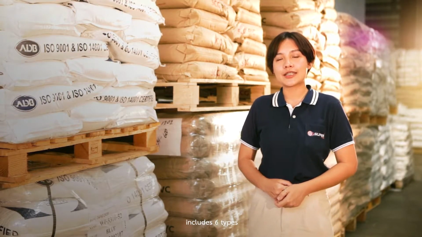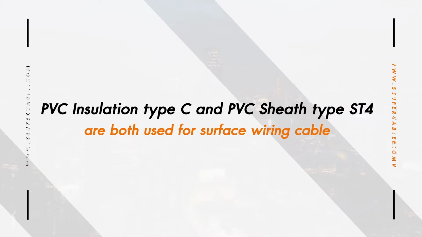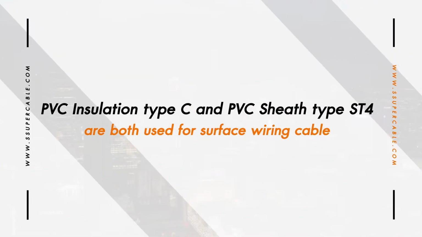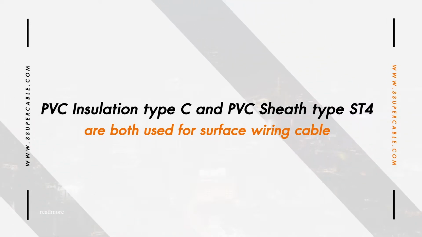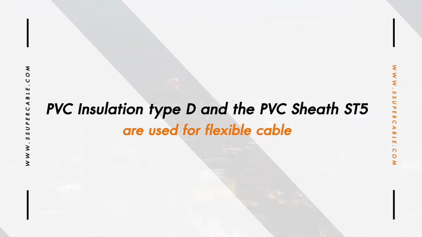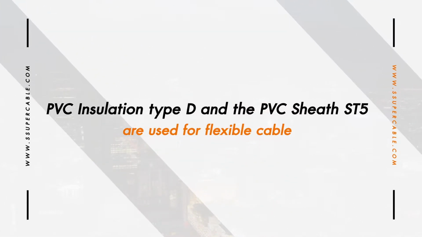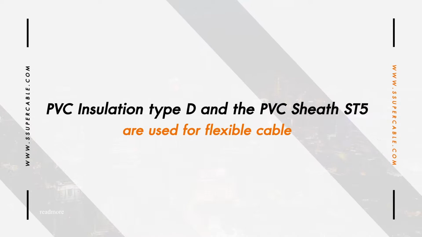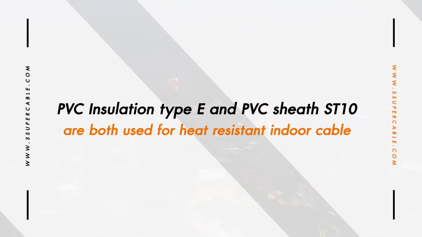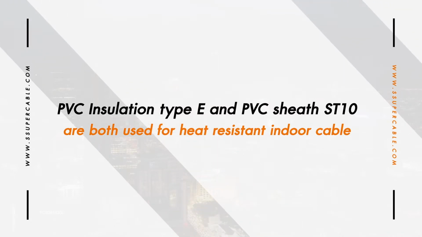11.2553, which includes 6 types: PVC insulation type C and PVC sheet type ST4 are both used for surface wiring cable. PVC insulation type D and PVC sheet ST5 are used for flexible cable. PVC insulation type E and PVC sheet ST10 are both used for heat-resistant indoor cable.